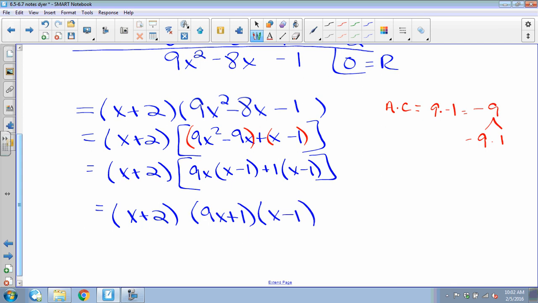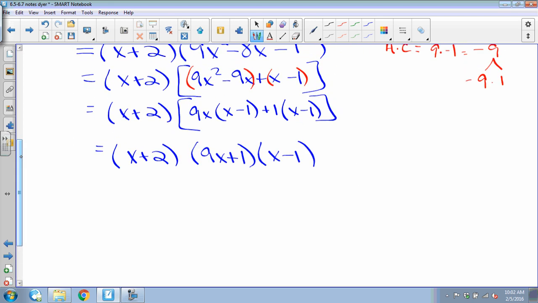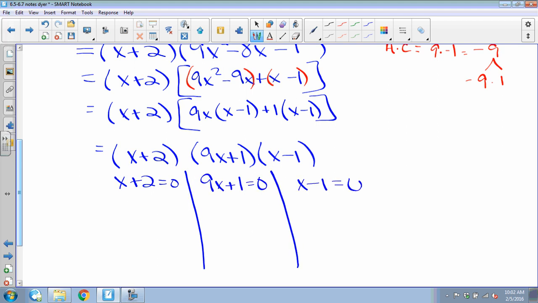It's factored. How do we find a solution? Set everything equal to 0. You take each one and set it equal to 0. So, x plus 2 equals 0, 9x plus 1 equals 0, x minus 1 equals 0. So x equals negative 2. That's one root. That's 1 zero.